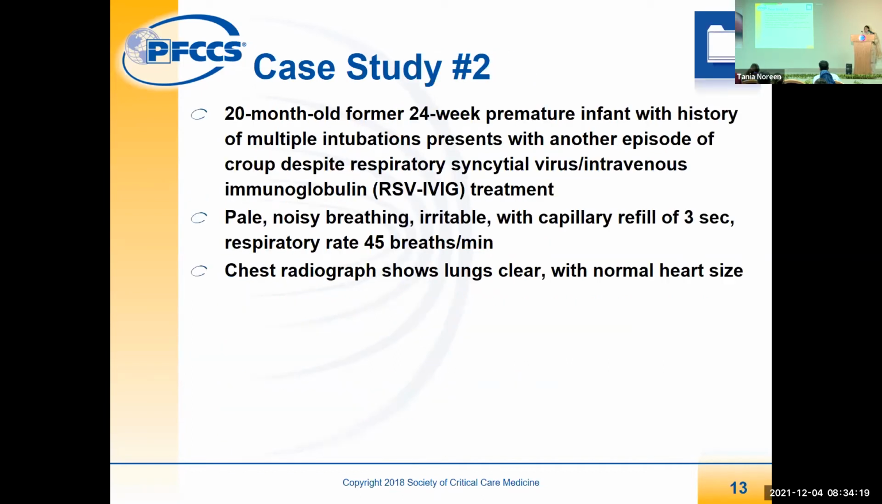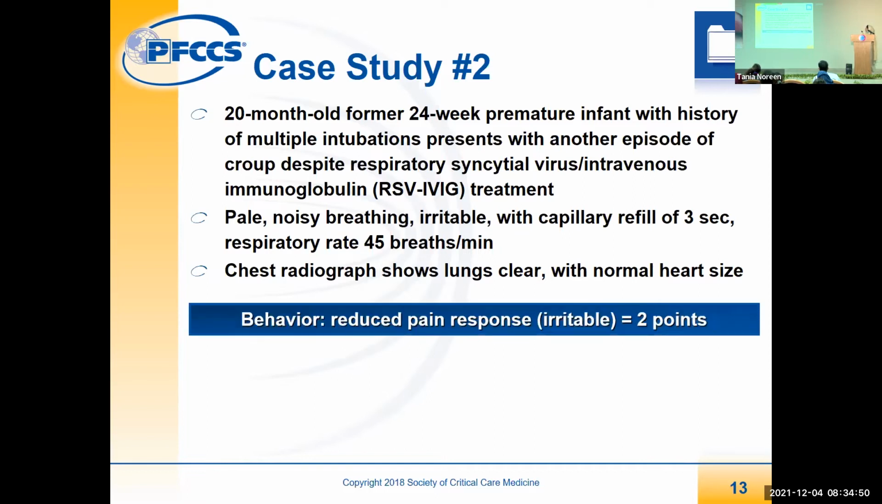So again, coming to a second case study, there is a 20 months old former 24 weeks premature infant with history of multiple intubations, present with another episode of croup despite respiratory syncytial virus IVIG treatment. On examination, he is pale, he is having noisy breathing, he is irritable with capillary refill time of 3 seconds, respiratory rate is 45 breaths per minute, chest X-ray is showing lungs are clear with a normal heart size. So what is the Pew score of this patient?